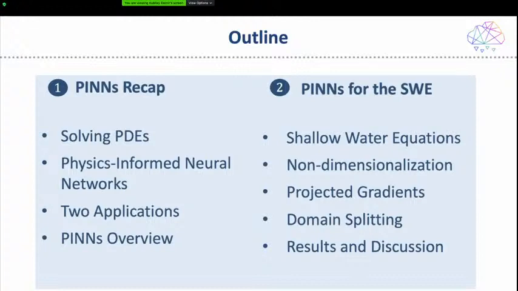First, I'll introduce the shallow water equations themselves in spherical coordinates. Then we'll look into the different approaches that were used in this paper to tackle this problem. And then I'll show finally the results they got.